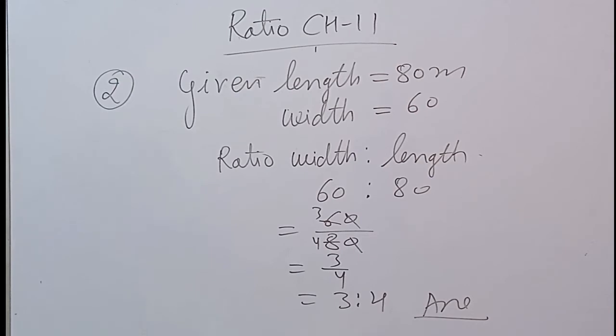So 60 ratio 80 will give you 60 upon 80, 0 to 0 cancel, and we will divide 6 and 8 by 2. 2 threes are 6 and 2 fours are 8. So we get 3 upon 4, or we can write 3 ratio 4. So 3 ratio 4 is the ratio of width to the length of the given quantity.